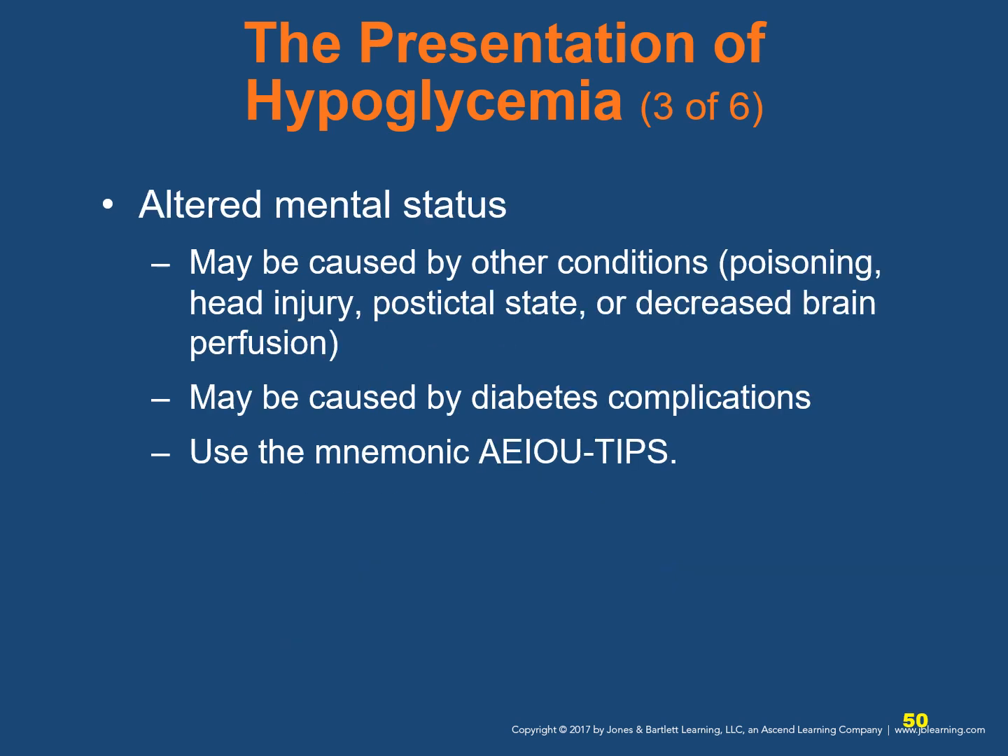Altered mental status may stem from other conditions such as poisoning, head injury, post-ictal state, or decreased perfusion to the brain, and it may be caused by complications of diabetes, hypoglycemia, or ketoacidosis. Use the mnemonic AEIOU-TIPS. Always suspect and check for low blood glucose in a patient with altered mental status.